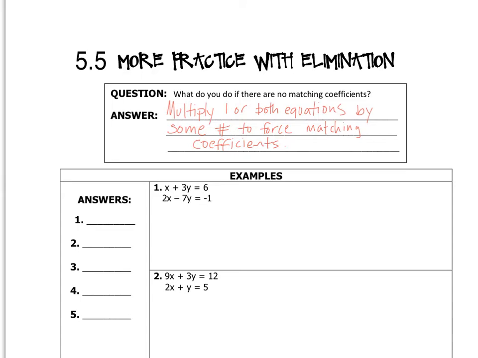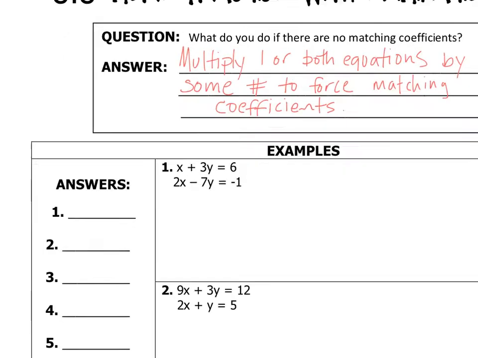So the equations are going to change. They're going to look a little bit different. All right, but once we do that, we will then create matching equations, and then we can solve these elimination or these systems just like we did yesterday. So here's how this works.